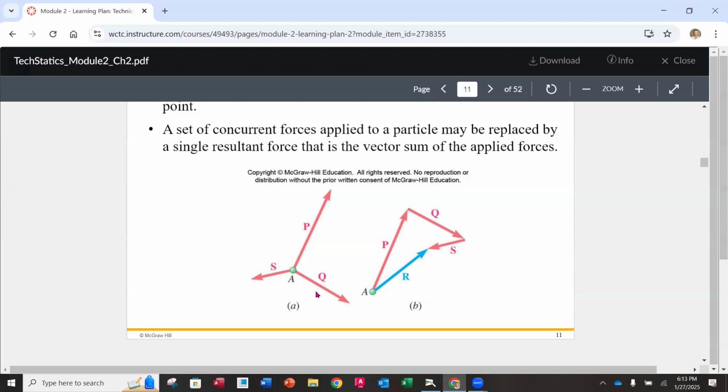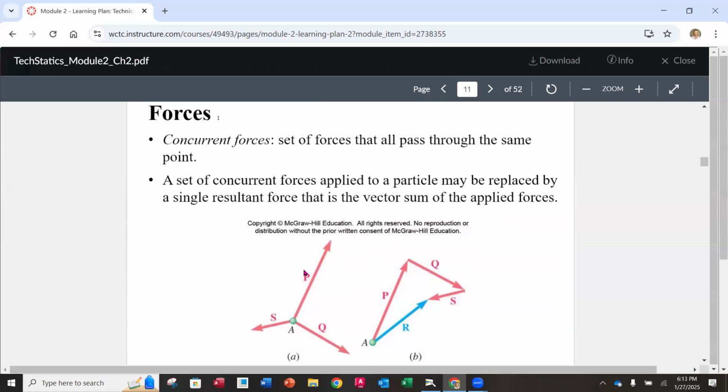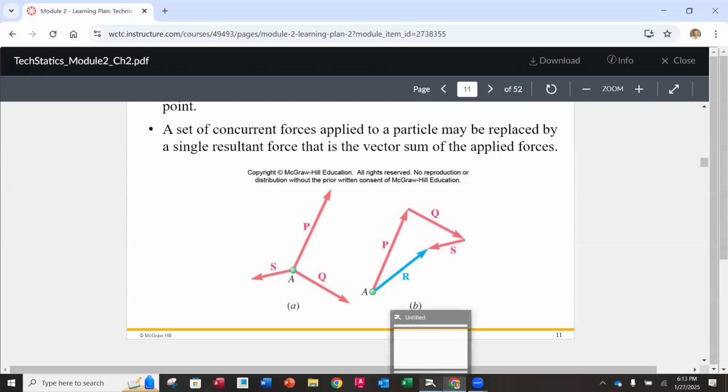And what it says here is a set of concurrent forces applied on a particle may be replaced by a single resultant force. So in the examples that we saw earlier with the parallelogram method and the triangle method, we only had two forces that we wanted to find the resultant of. In this case, we have three forces. So let's see how we would do that. I have to probably go back and forth a little bit.